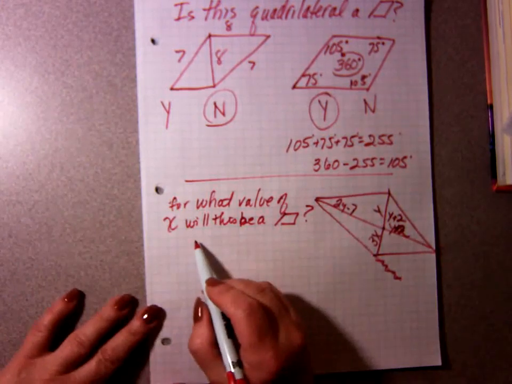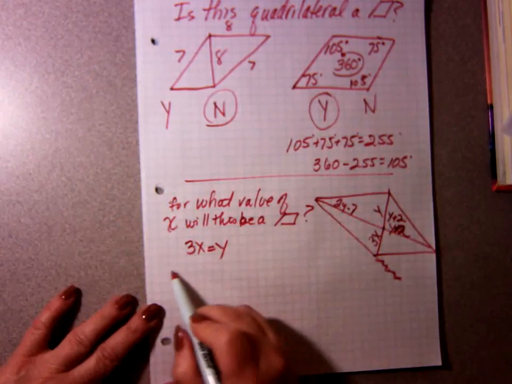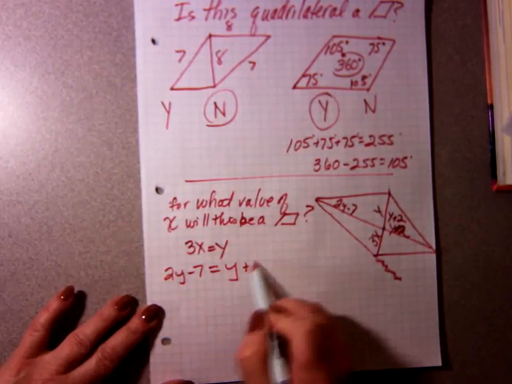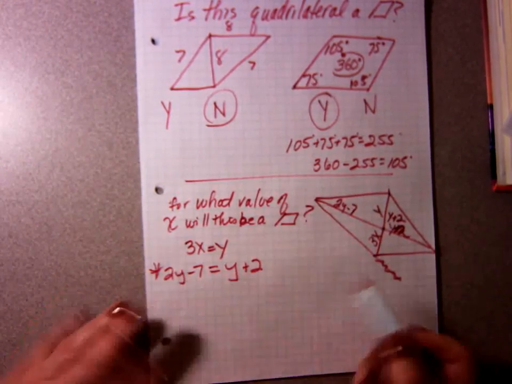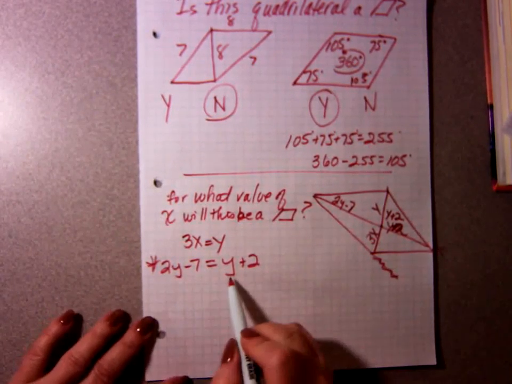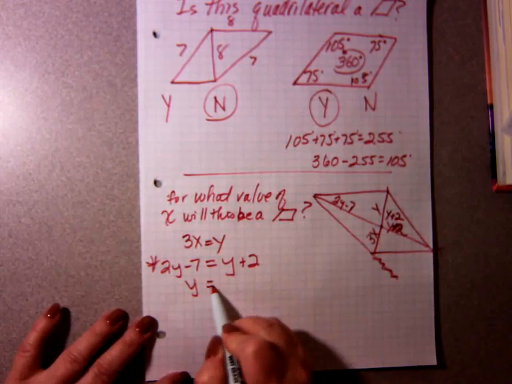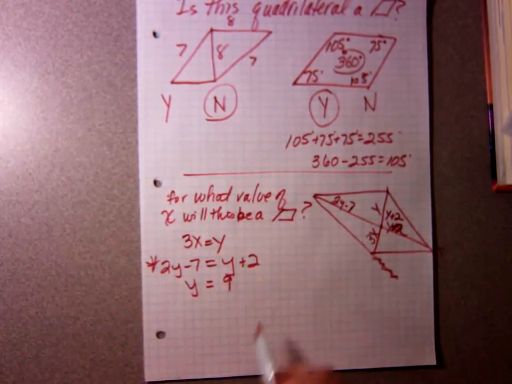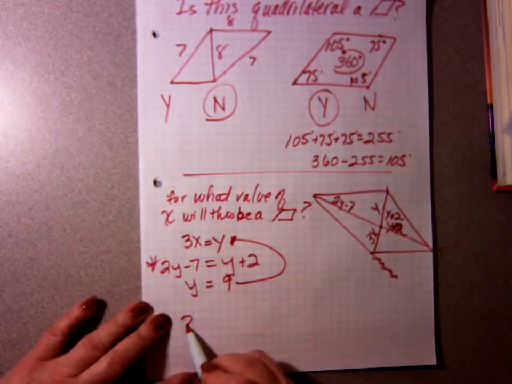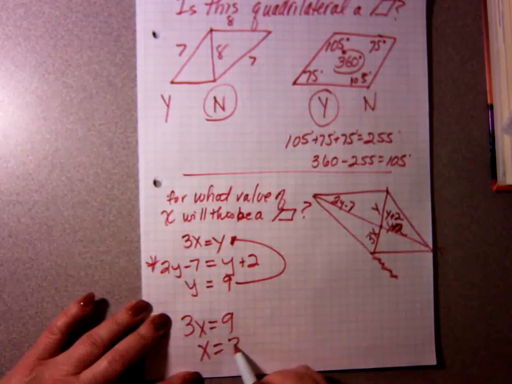So let's set up our equations. We have 3x equals y, and we have 2y minus 7 equals y plus 2. Okay, so I can start here because I just have one unknown. I'm going to add 7 and subtract y to both sides, and I end up with y equals 9. I take this 9, plug it in up here. I have 3x equals 9, therefore x equals 3.